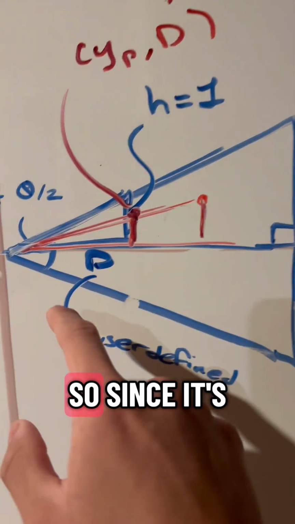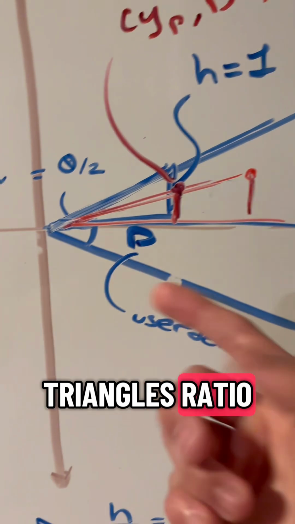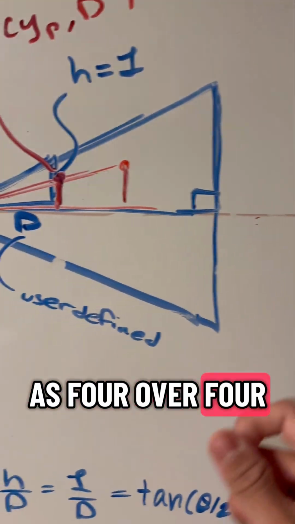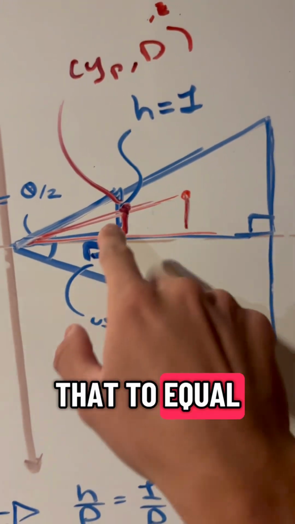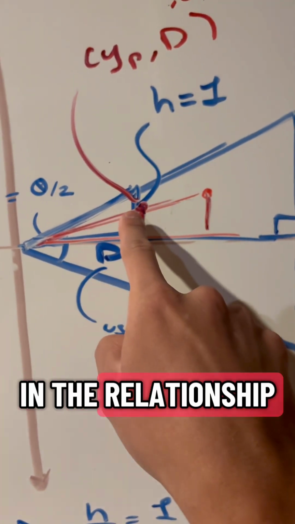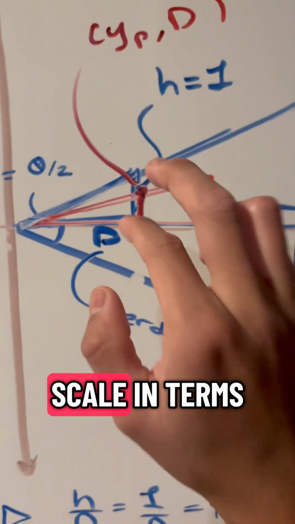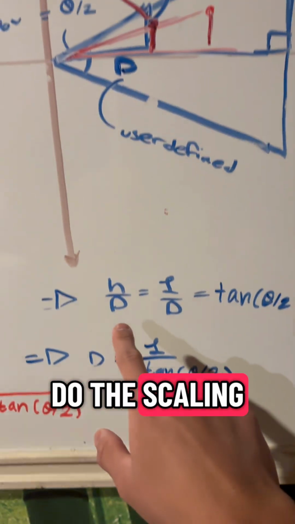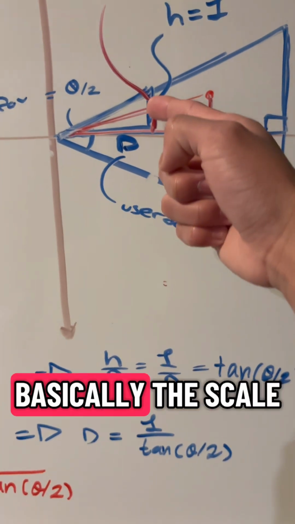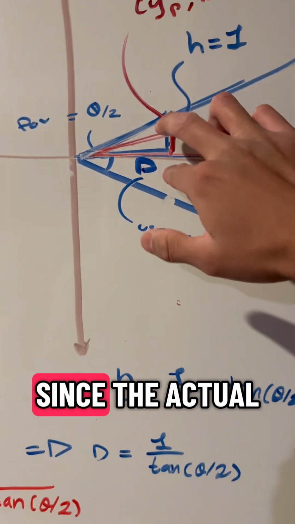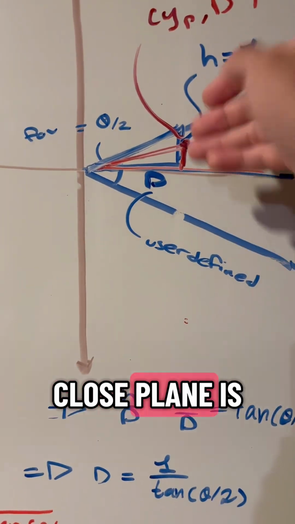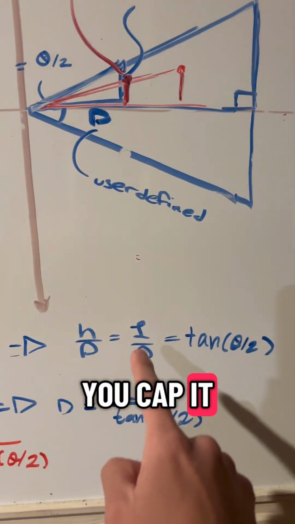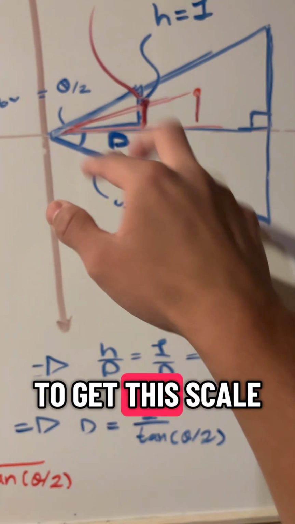a triangle. So since a triangle's ratio, just say for instance, imagine it being 2 over 2, it's the same thing as 4 over 4. And by allowing that to equal, you end up finding the distance and the relationship and how they scale in terms of each other. And if you end up writing out everything, do the scaling, figuring out that 1 over d, basically the scale is 1 since the actual close plane height can only be 1 and -1. You cap it, so you say 1 over d to get this scale.